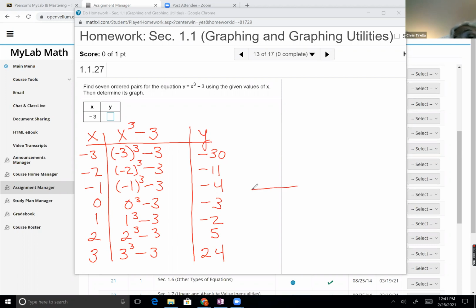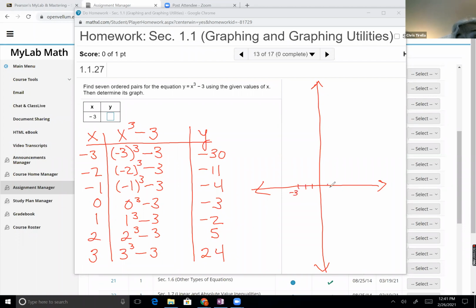Then if I were doing this by hand, I'd plot those points with those coordinates. Again, in my labs, they're not actually asking you to physically do the plotting, but rather identify the correct graph. So let's see how we can do here.